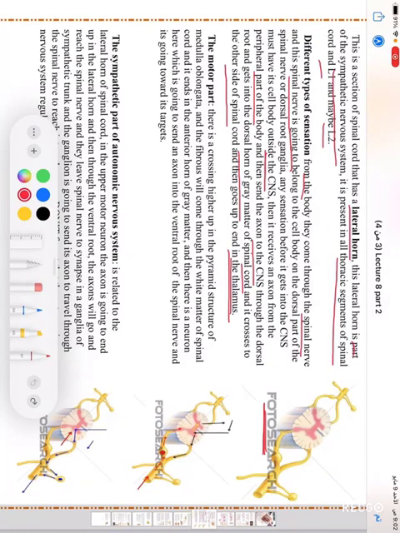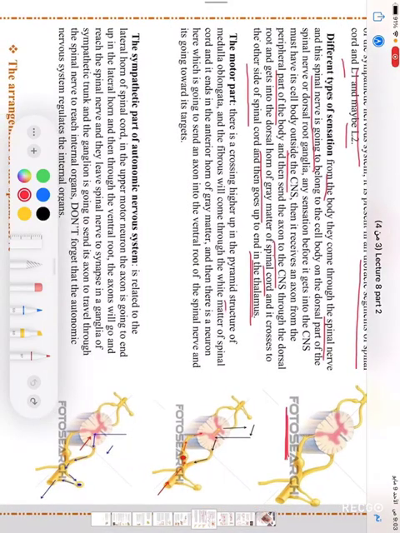The motor parts, this is crossing higher up in the pyramid structures للميدولا oblongata, and the fibers will come through the white matter هون كان عنا عن طريق الجراي ماتر هون الوايت ماتر للسباينال كورد and end in the anterior horn للجراي ماتر and then there is a neuron here which is going to send an axon into a ventral root to a spinal nerve and it's going toward its target بتروح للعضو المسؤولة عنه.